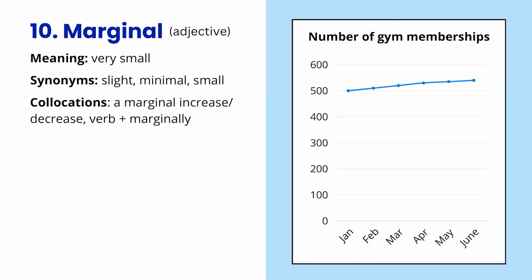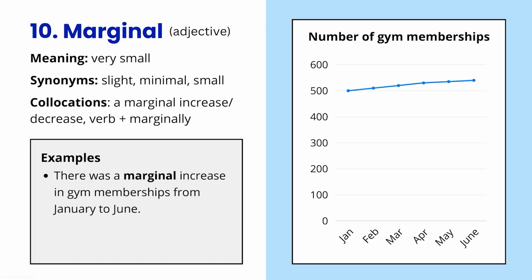So let's have a look at this chart on the right here, and you see that it's about the number of gym memberships. The numbers went up very slowly. You can see it's a very small increase. So this is a great example of where we can use marginal. Here is an example. There was a marginal increase. So we're using marginal as an adjective here. A marginal increase in gym memberships from January to June. So this simply means there was a very small increase in gym memberships.